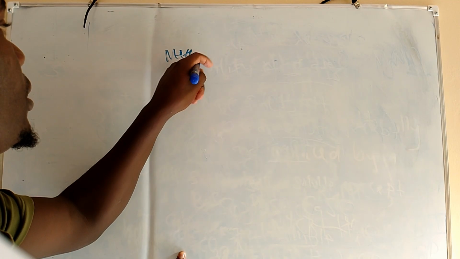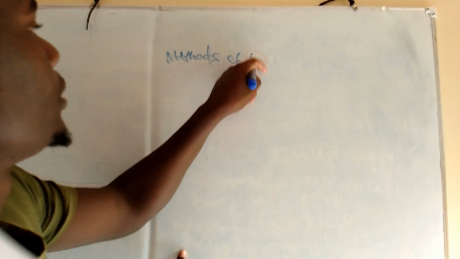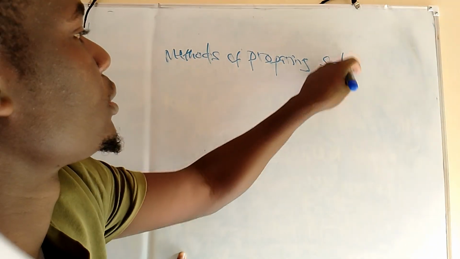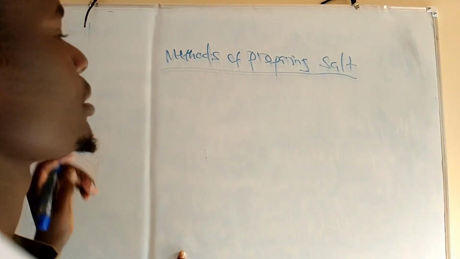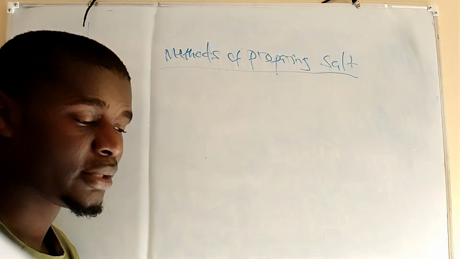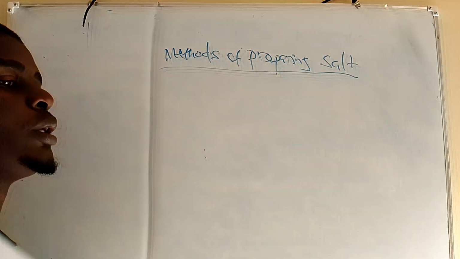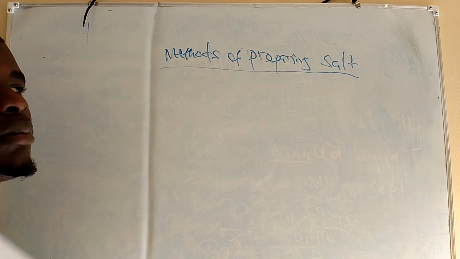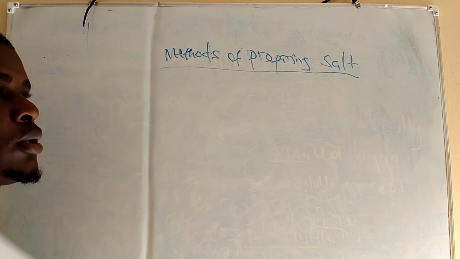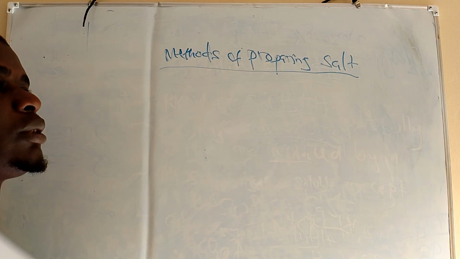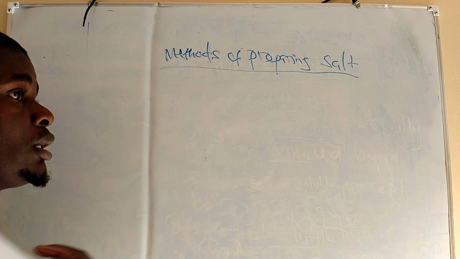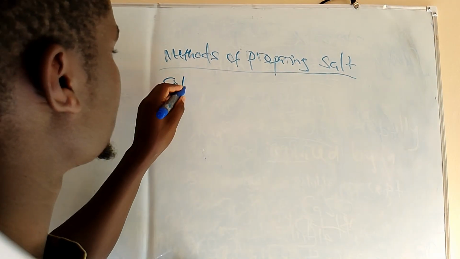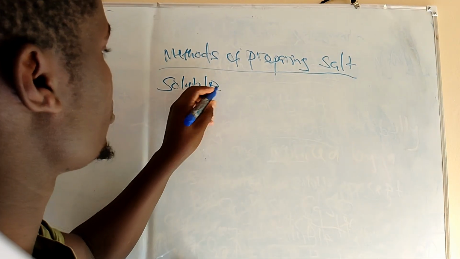Methods of preparing salts. So for you to be able to prepare salt, you have to know which type of salt you are preparing. Remember, we have soluble salt and also insoluble salt. There are different methods of preparing soluble salts and also insoluble salts. So we start with soluble ones. How can we be able to prepare soluble salts?